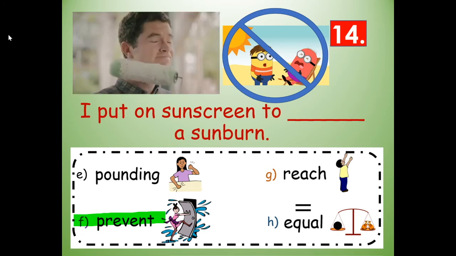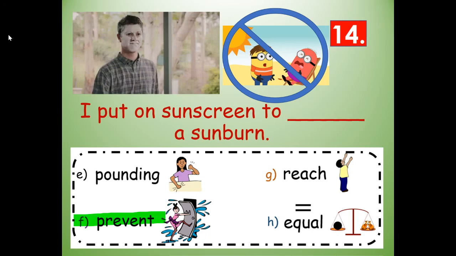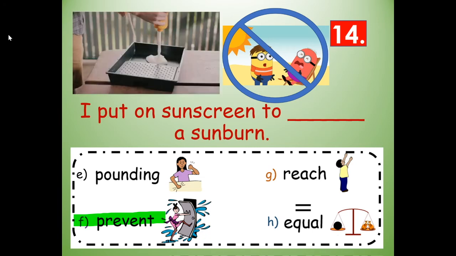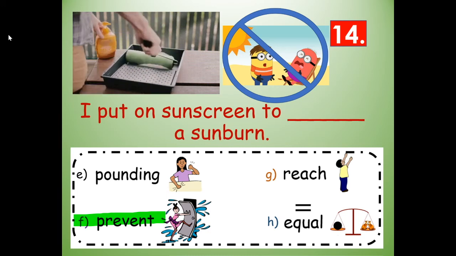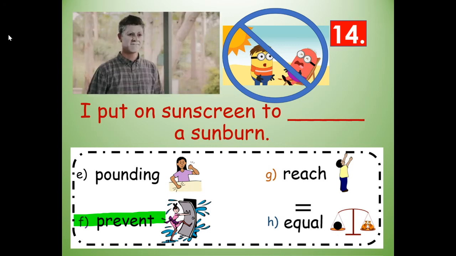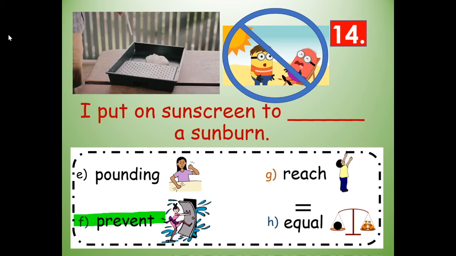Prevent. You want to prevent a sunburn. I put on sunscreen to prevent a sunburn. P-R-E-V-E-N-T. Prevent. To keep from having to get a sunburn, you put on sunscreen.